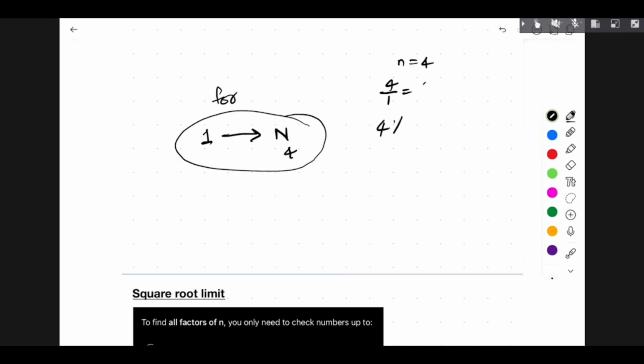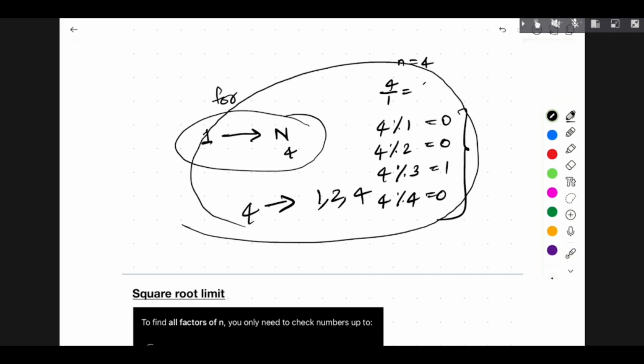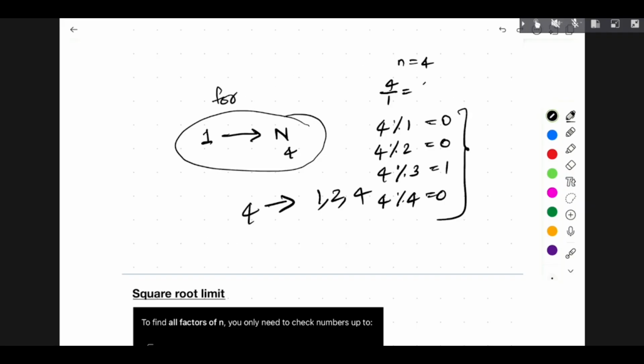So like 4 modulo 1, 4 modulo 2, 4 modulo 3, 4 modulo 4. So 0, 1, 0, 0. So I know that for 4 the divisors are 1, 2 and 4, right? So my question is, why do you have to run the entire loop till n? Like let's say n is 1000, then you have to run this for loop till 1000.